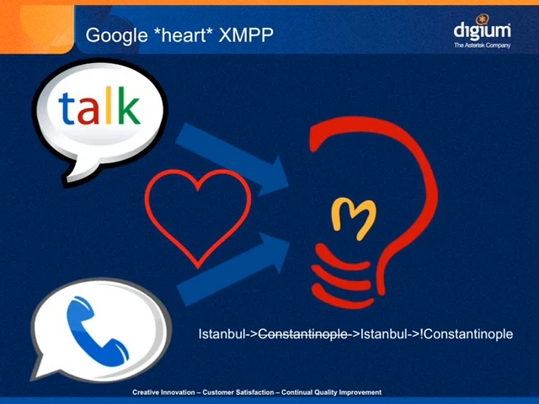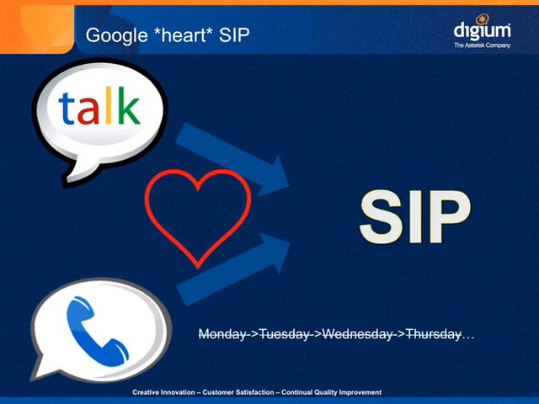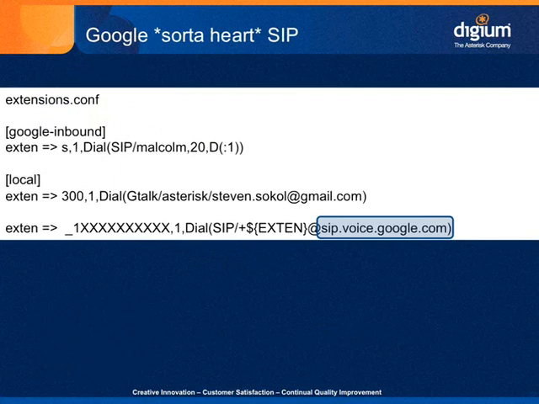Okay. Now, you remember this slide from earlier, right? The one about Google loving XMPP. Well, it turns out that Google also loves SIP, but there's a catch. Google only loves SIP sometimes. So when Google does love SIP on whatever day of the week or phase of the moon that it is, you can dial direct to Google Voice numbers using the host sip.voice.google.com. But it doesn't work right now, at least as far as I know.